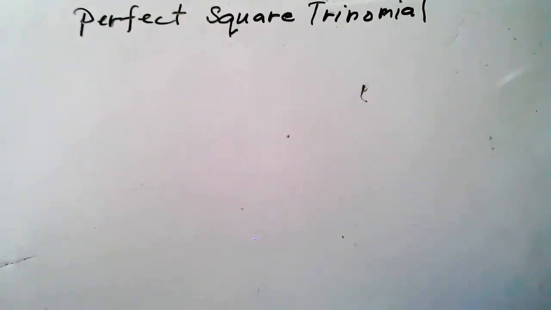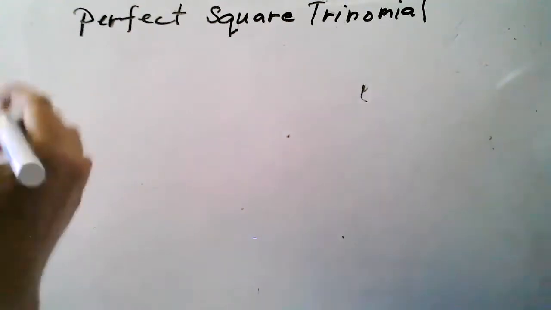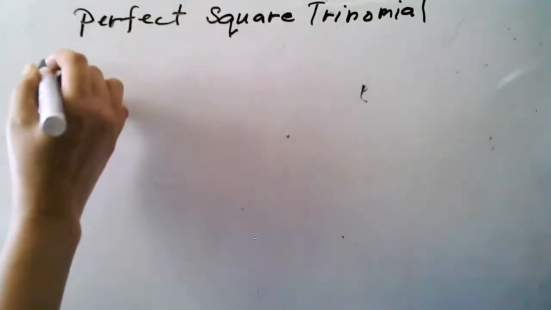So in today's video, we're going to be talking a little bit more about factoring. In my last video, we tackled factoring the difference of two squares. Now, let's move on to the next type of factoring, which is factoring the perfect square trinomial. And this is an example of a perfect square trinomial.